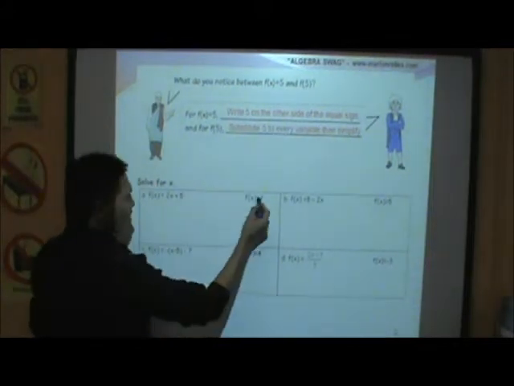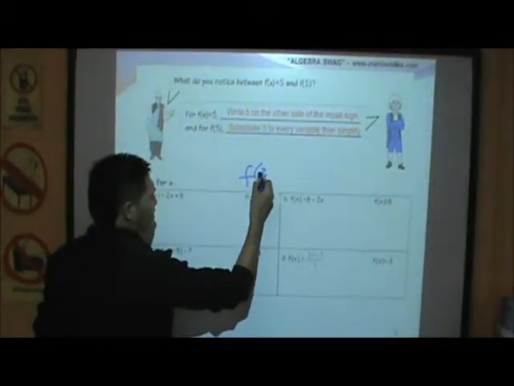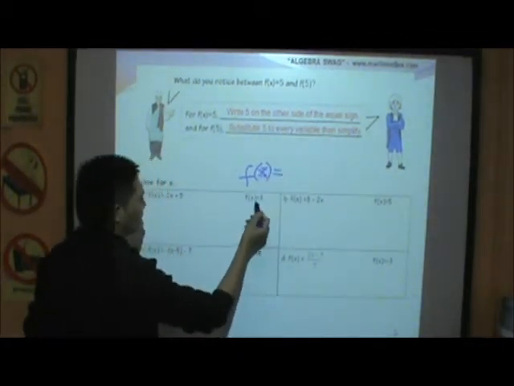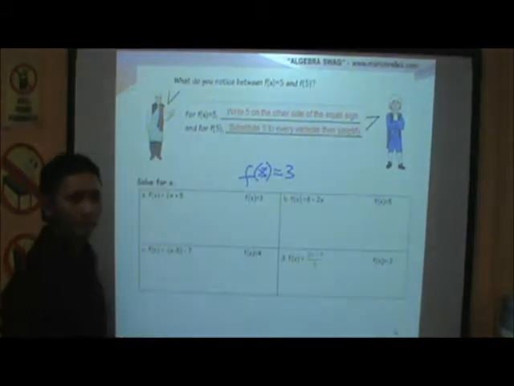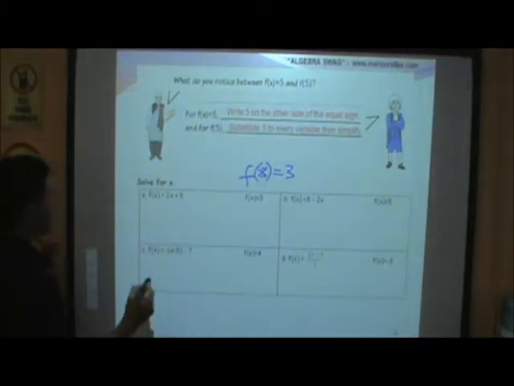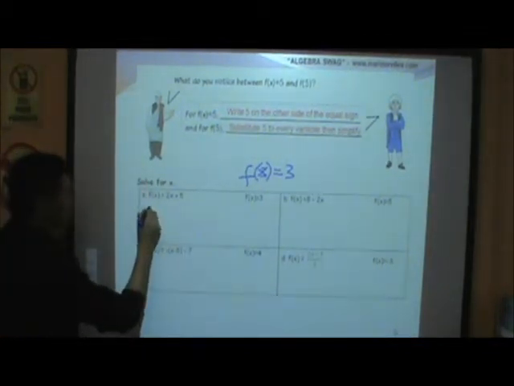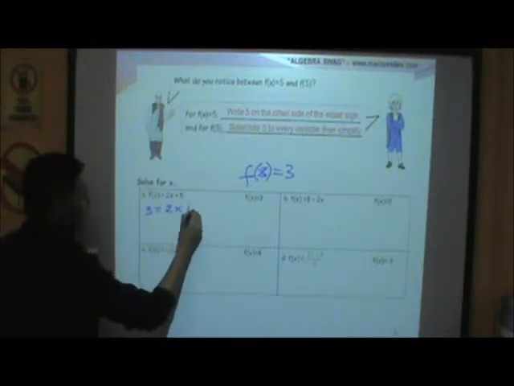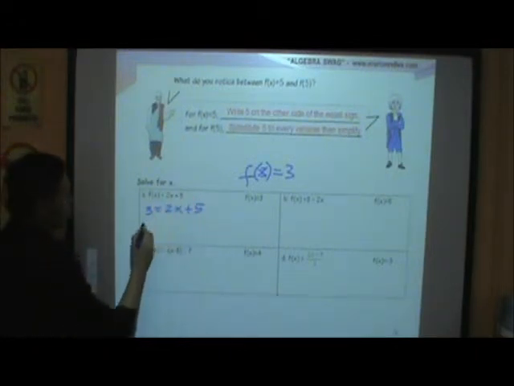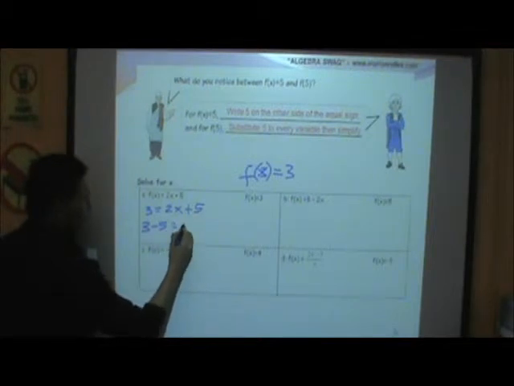Take a look at this one. A while ago, that number 3 was inside. But now the given is 3, which is outside the parentheses. Because the 3 is outside, we're going to put the 3 on the outside, and then 2x plus 5. By doing that, we can easily solve for x. Now you have to remember, to solve for x, use your skills in solving equations. So move the 5 over, and it becomes 3 minus 5 equals 2x.